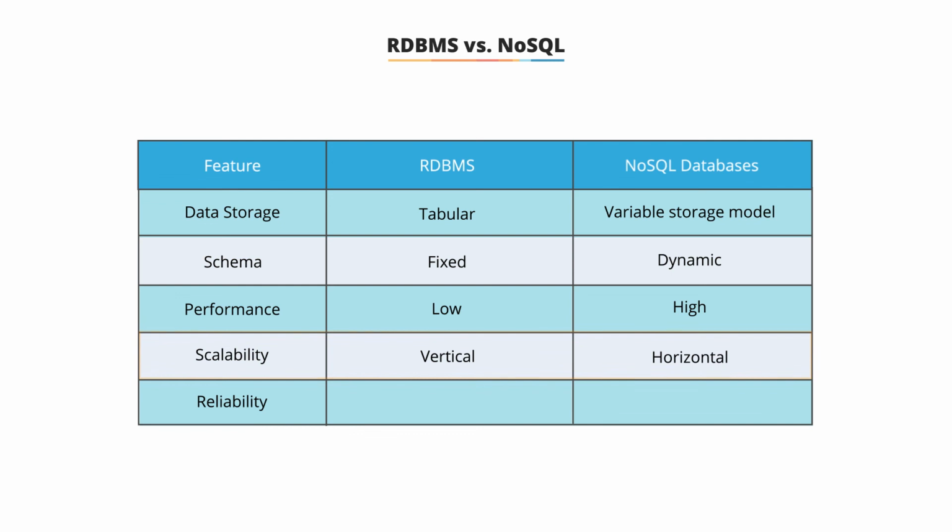And reliability. Relational databases are highly consistent and reliable. Most NoSQL databases do not support reliability features such as atomicity, consistency, isolation, and durability, which are natively supported by a relational database.